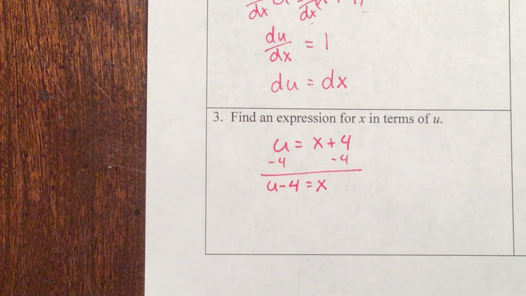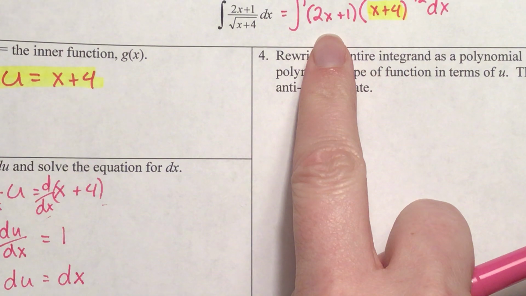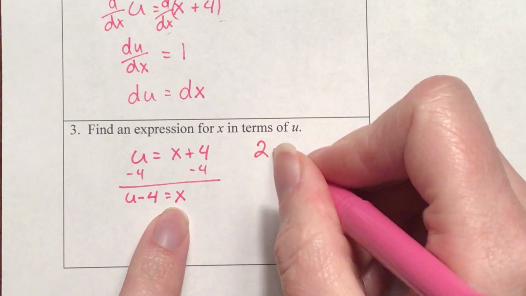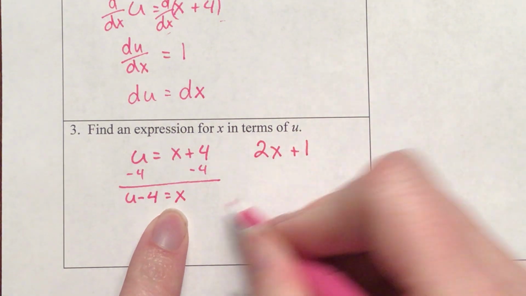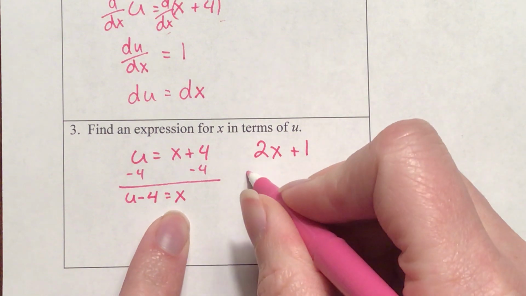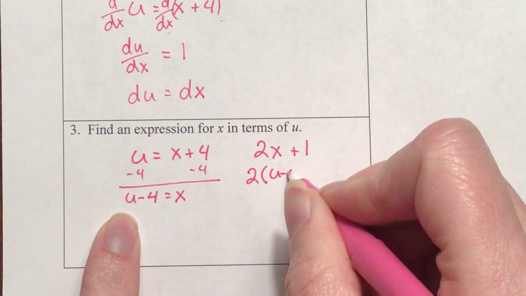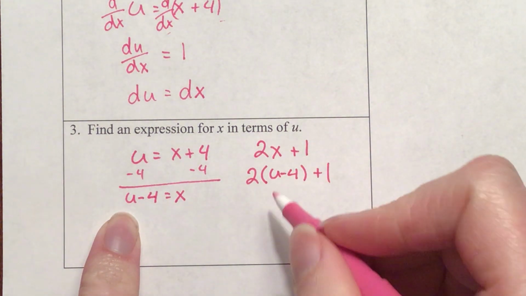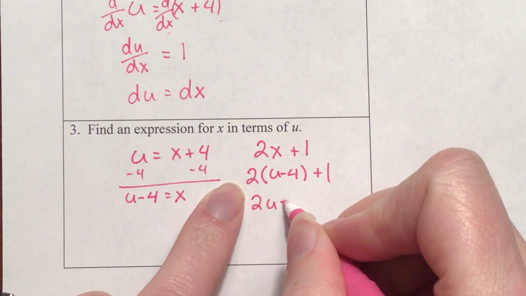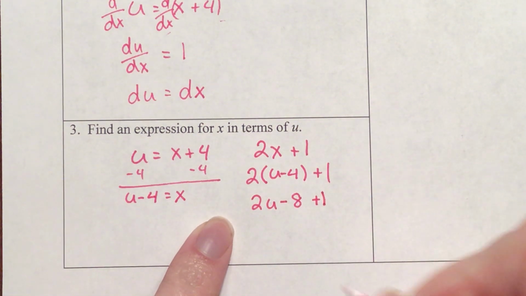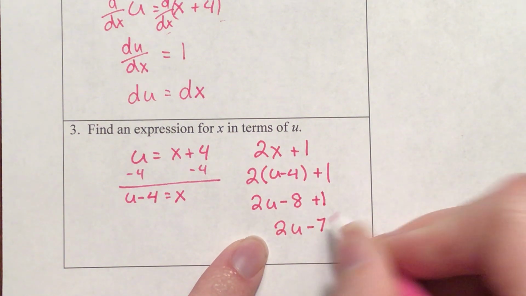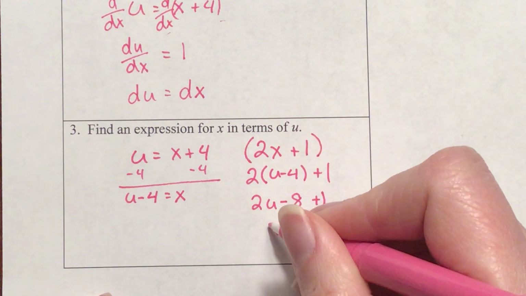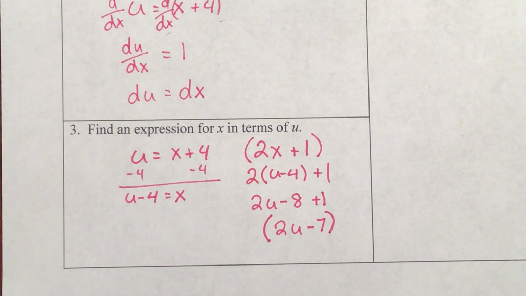Now you might notice that this was not just an x this time, it was a 2x plus 1. So I'm going to go a little bit further, and I'm going to say 2x plus 1. We're going to substitute in the u minus 4 right here. So 2 times u minus 4 plus 1. We're doing the work off to the side, so we don't have to do it while it has the integral. Distribute: 2u minus 8 plus 1 is the same thing as 2u minus 7. So this 2x plus 1 that we started with in the problem gets replaced by 2u minus 7.